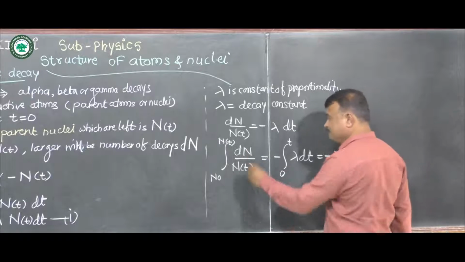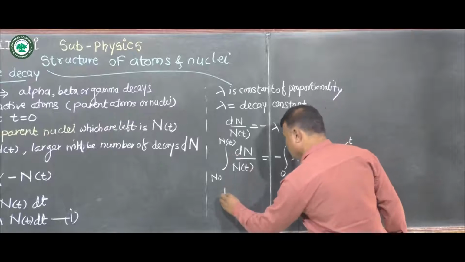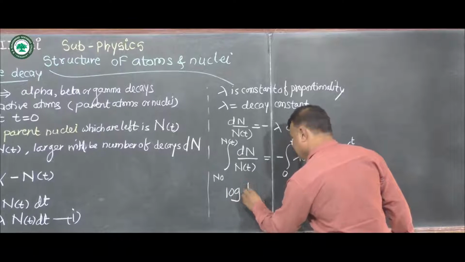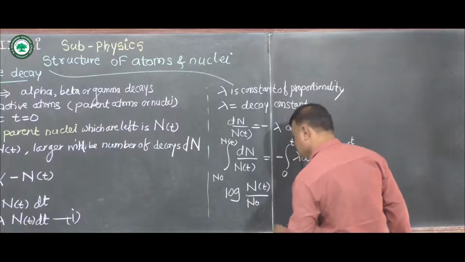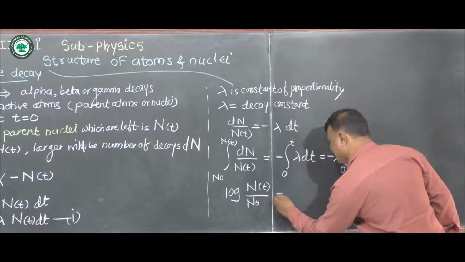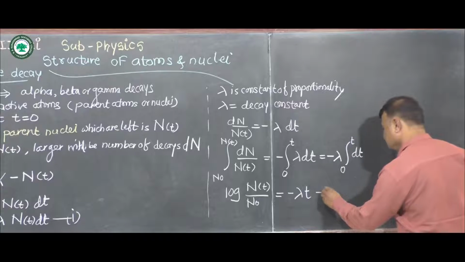On solving this, we can write log of Nt upon N0 is equal to minus lambda into t. Let this be equation 2.